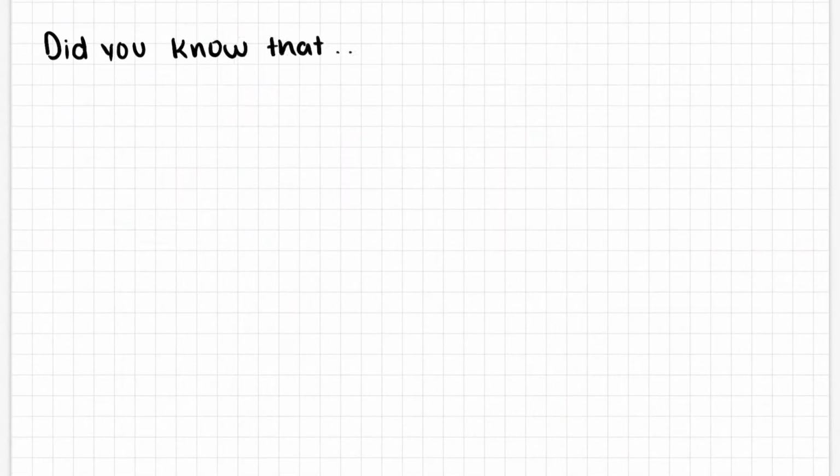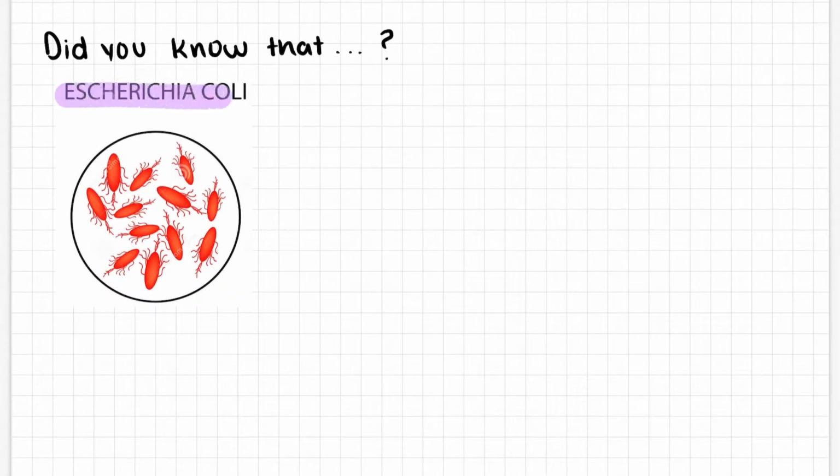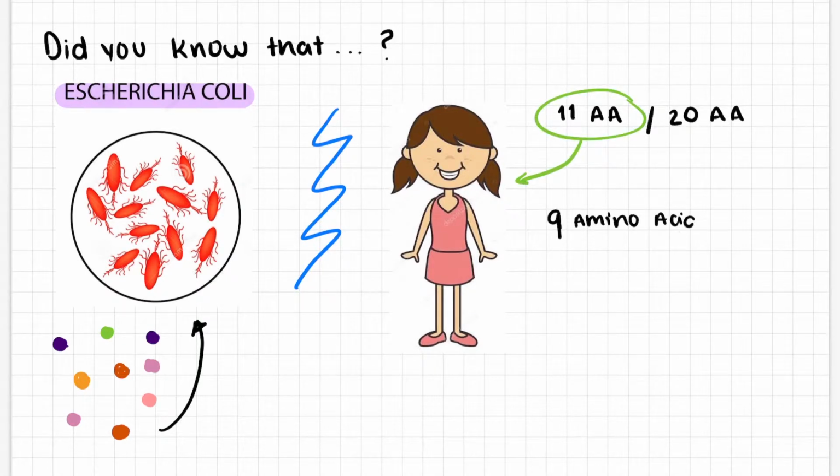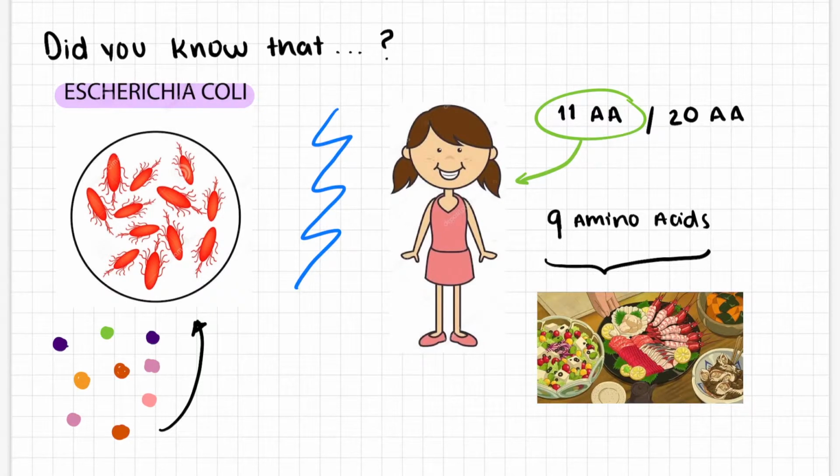Did you know that while many other organisms, even simple ones such as Escherichia coli, can make all their amino acids from scratch, we possess synthetic pathways for only 11 out of the 20 standard amino acids? The remaining ones must be obtained from the diet, and they are referred to as the essential amino acids. This brings us to a very important topic, the amino acid metabolism.